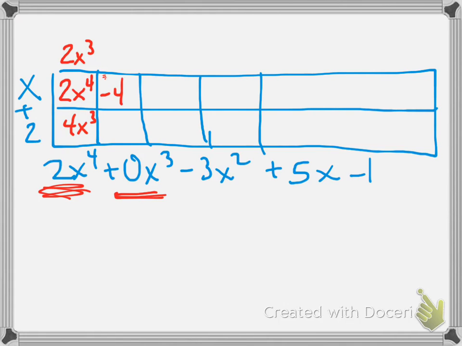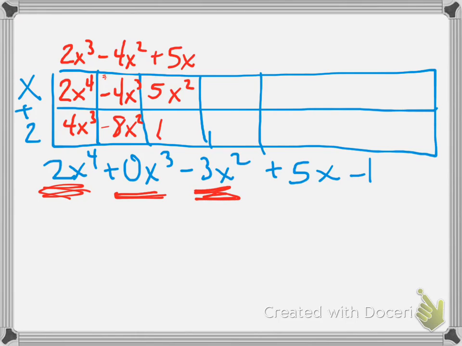Well, hopefully you realize that's going to be a negative 4x cubed, because positive 4x cubed and negative 4x cubed makes 0x cubed. And then I ask, what do I multiply x by to get negative 4x cubed? This would be a negative 4x squared. And then I multiply that negative 4x squared times 2 to get negative 8x squared down here. And then again, I ask myself, what do I have to combine with negative 8x squared to make this negative 3x squared? Well, that's got to be 5x squared, because negative 8 and 5 make negative 3. So now, x times what gives me 5x squared? That's going to be a 5x. 5x times 2 is 10x.